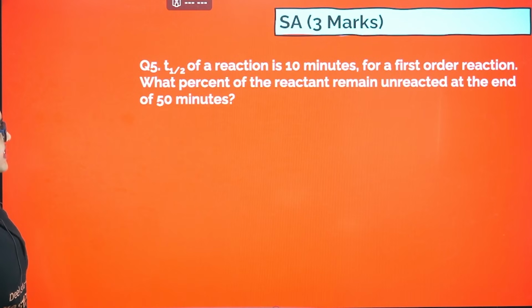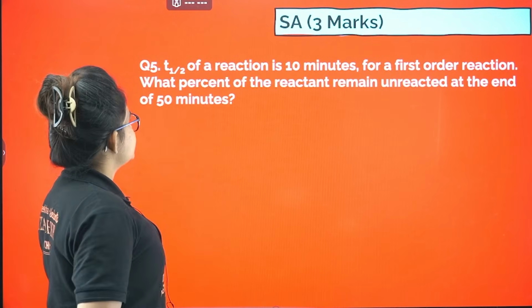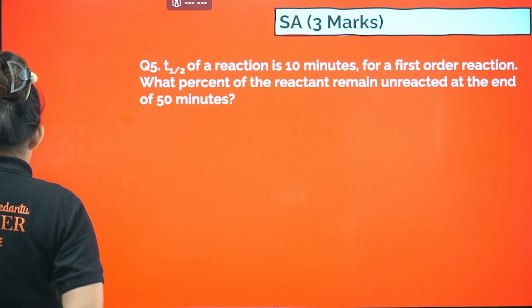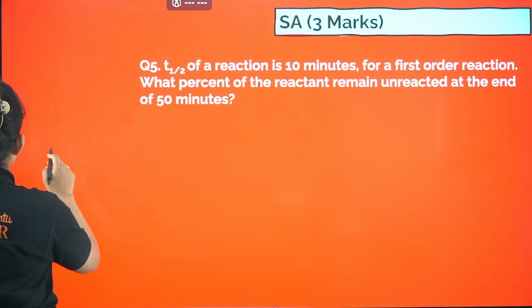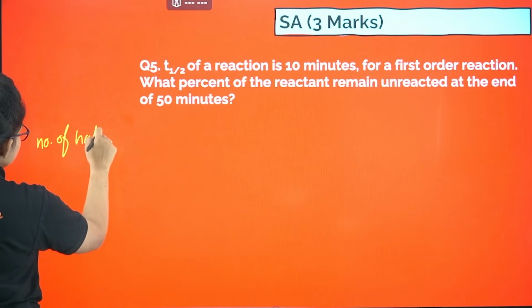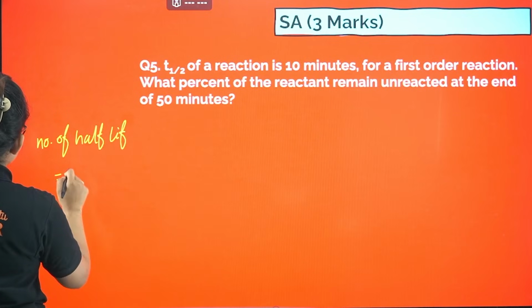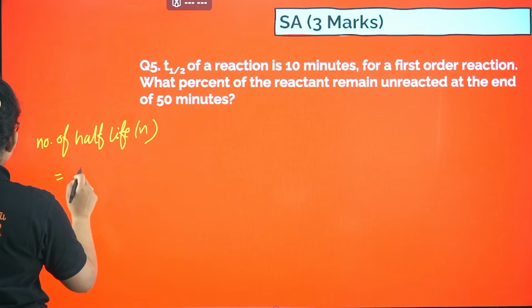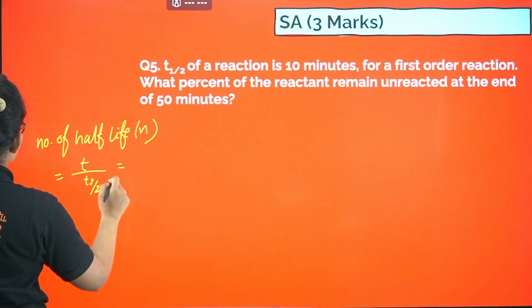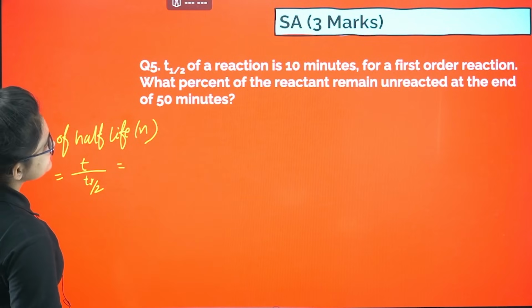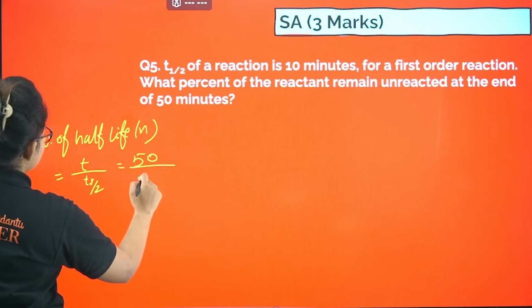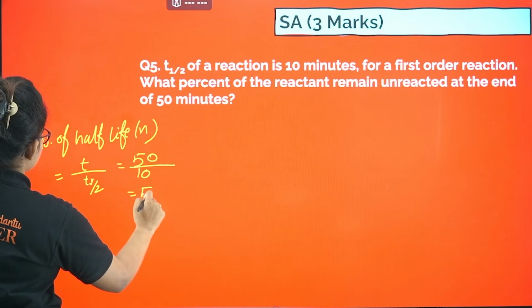T half of a reaction is 10 minutes. For a first order reaction, what percent of reactant remains unreacted at the end of 50 minutes? Okay, so number of half-lives, let it be N. That is basically T by T half. Okay, total time is how much? End is 50 minutes, right? 50 divided by 10 minutes, that is 5.